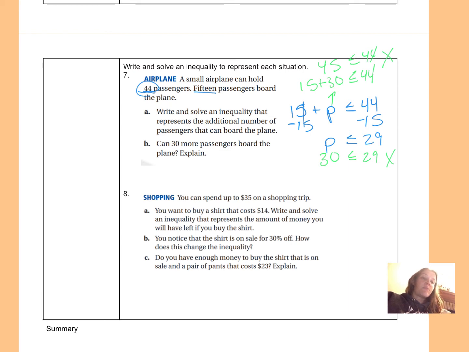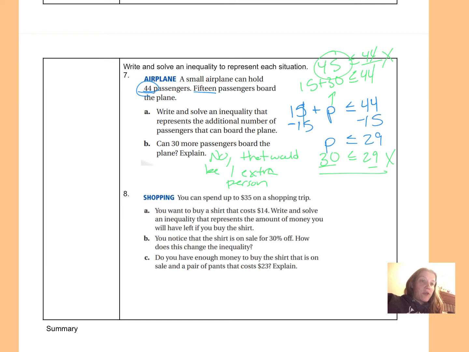So can 30 more people join? No. Let's see, because that would be one too many people. Either look here, we have 45, we can only have 44, or we have 30 compared to 29. So either way, it's one more. That would be one extra person. Or you could say no, because 30 is greater than 29. So if this makes a false statement, then it's not true.